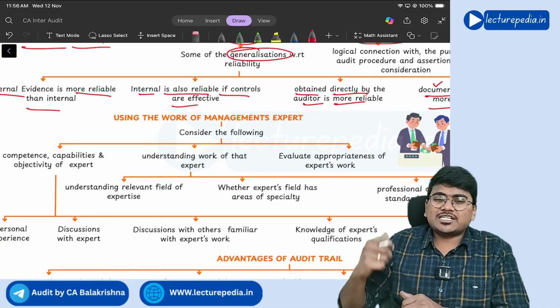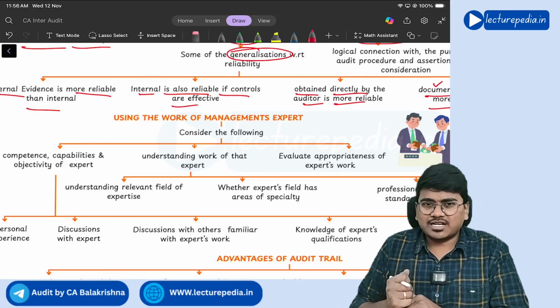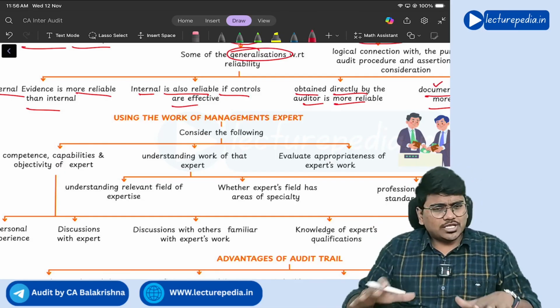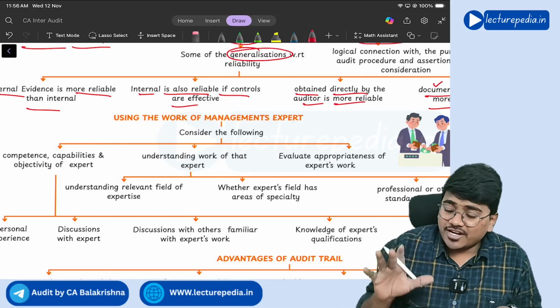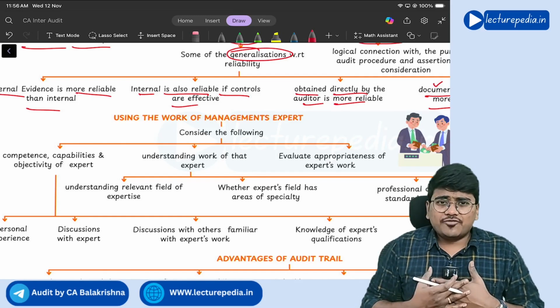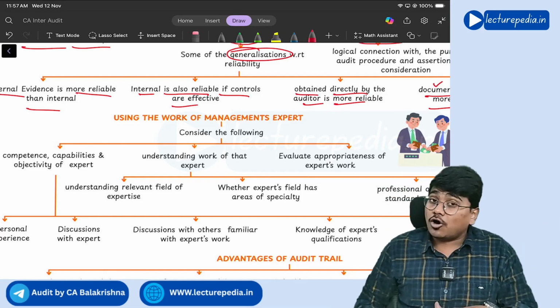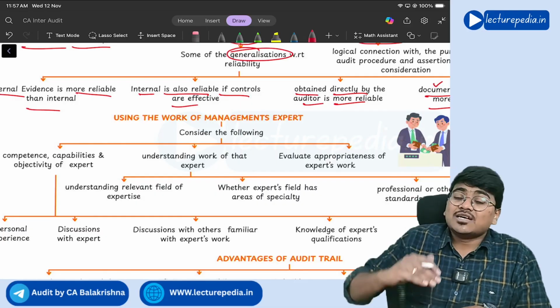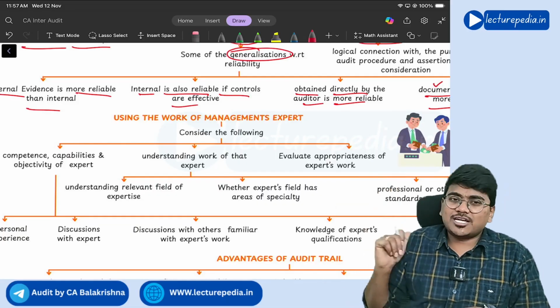So management has hired an expert for calculating the provision for gratuity. Now the auditor, during the audit, has to verify those calculations and verify whether the assumptions are correct or not. The auditor, if he wants, can appoint his own auditor's expert, or he can also rely on the same management expert that the management has already appointed.